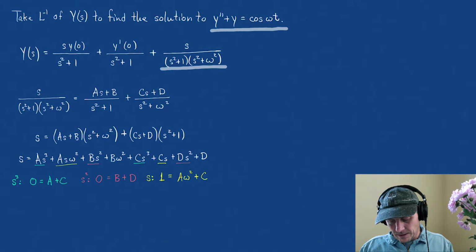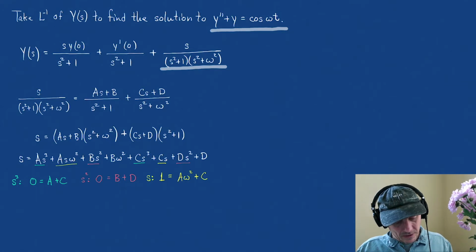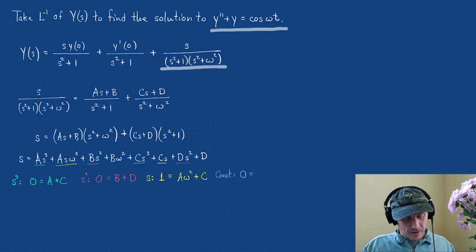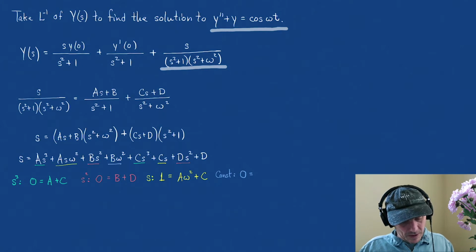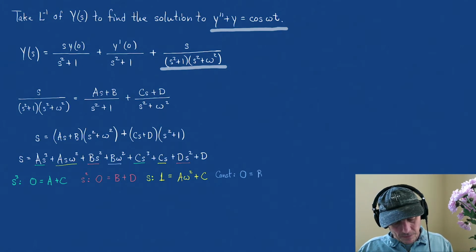And then finally, let's go to our constants. Maybe use this color blue. Our constants: I have a 0 for my constant on the left-hand side, equals, let's see, my first constant comes from B omega squared, and then a D, plus D.